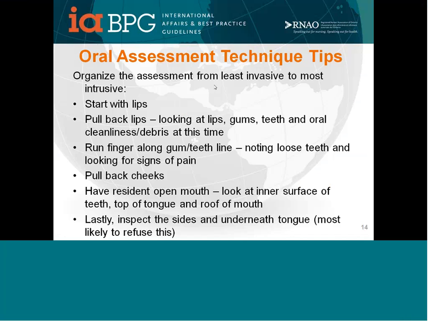Now you will look at the insides of the cheeks, examining them one at a time. Gently pull back one cheek and then the other. Ask the resident to open their mouth wide. Examine the inner surfaces of their teeth, the top of the tongue, and the roof of the mouth. Finally, we will examine the area which elicits the most resistance. Inspect the sides and the underside of the tongue by using a mirror or a tongue depressor. You may also want to palpate or feel these areas under the tongue and along the side of the bone with your finger to feel for any masses. This is an area where oral cancer is most commonly found.